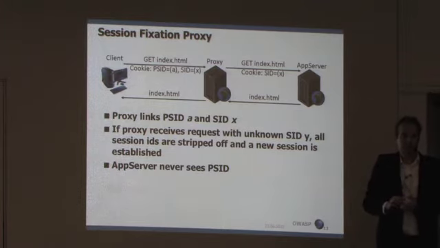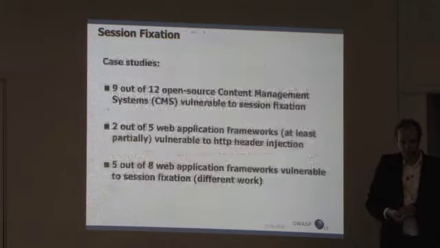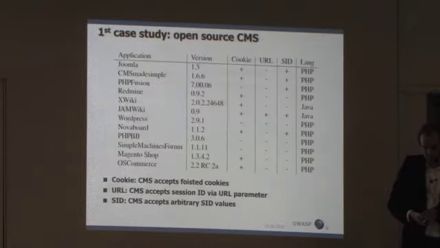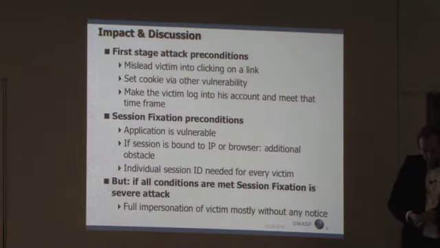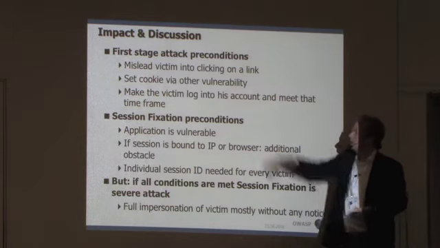You mentioned in one of your first slides that the attacker sends a SID and then the application has to be vulnerable or something. You mentioned something about the vulnerability. If I say it again, it was one of your first slides. Yeah, there. Set cookie via other vulnerability. What do you mean there? So what does the set cookie via other vulnerability mean?